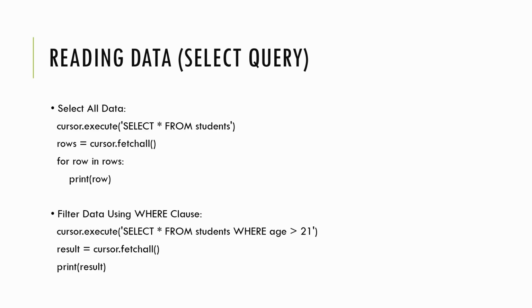To read data from the database, we use the SELECT query. The SELECT * command retrieves all the rows from a table. If we want to filter data, we can use the WHERE clause. For example, we can query all students older than 21 by using SELECT * FROM students WHERE age > 21.